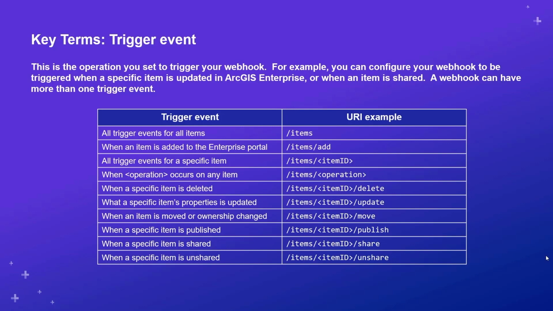So here we have all of the trigger events pertaining to items in the ArcGIS Enterprise portal. So if we start at the top, we have /items, and this essentially gives us all of the events pertaining to all of the items in your organization. But you can narrow it down by using the operation or by specifying a specific item ID.